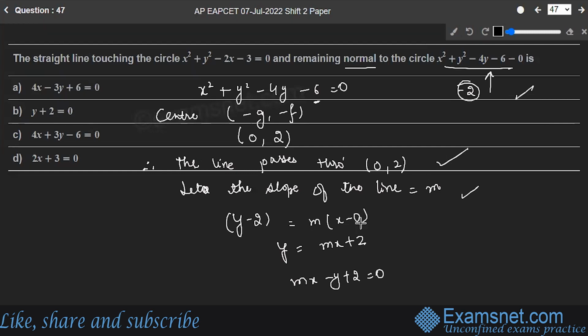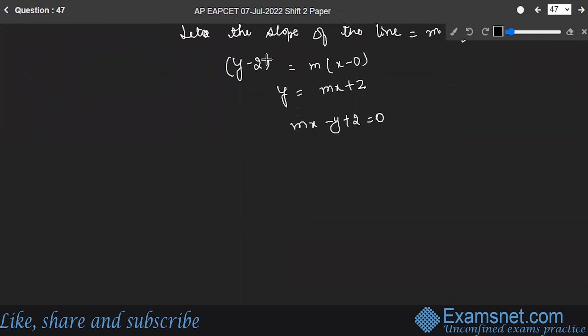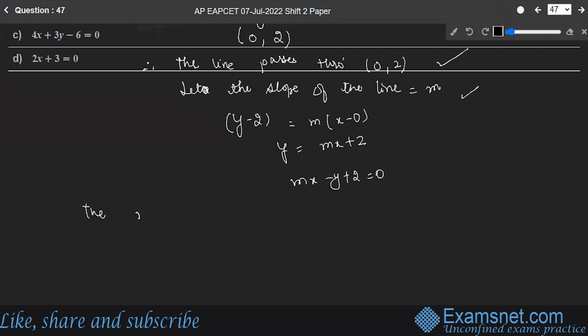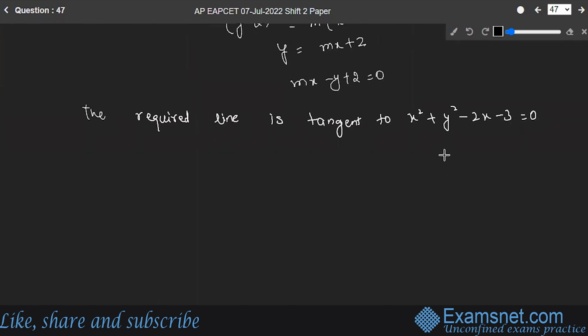Now, we are done with one part of this question. Second, it says the straight line is touching this circle. When this line is touching the circle, that means it's tangent, right? So, the required line is tangent to x square plus y square minus 2x minus 3 is equal to 0. Let's make this line. So here's the circle, right? This given line is tangent to the circle. The equation of the circle is x square plus y square minus 2x minus 3 is equal to 0. And this line is mx minus y plus 2 is equal to 0.